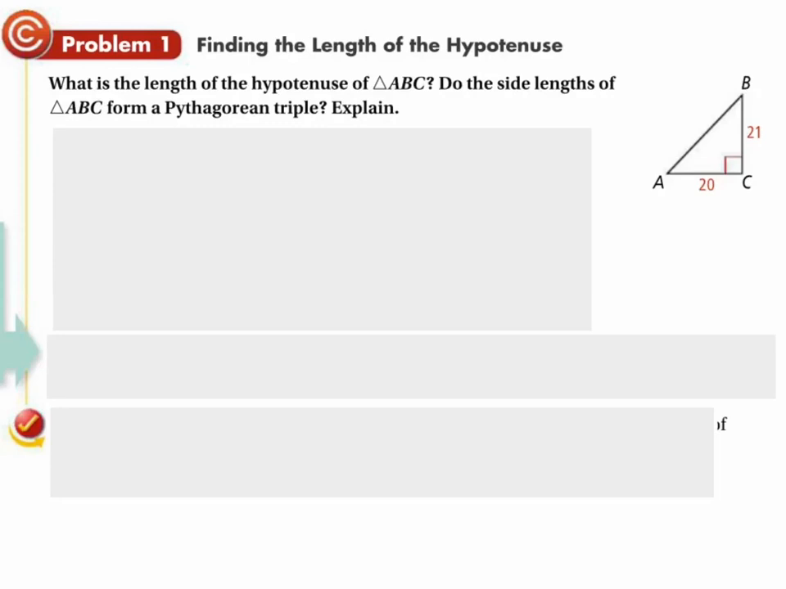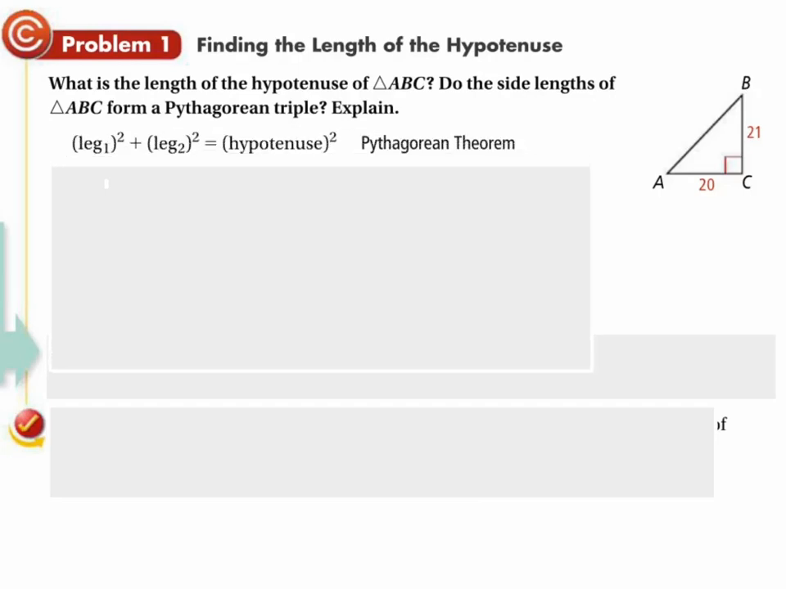Do the side lengths form a Pythagorean triple? Essentially what we've got to answer is when we square these 2 leg lengths and add them together, do we get a number that is the perfect square of a whole number? So let's take a look.